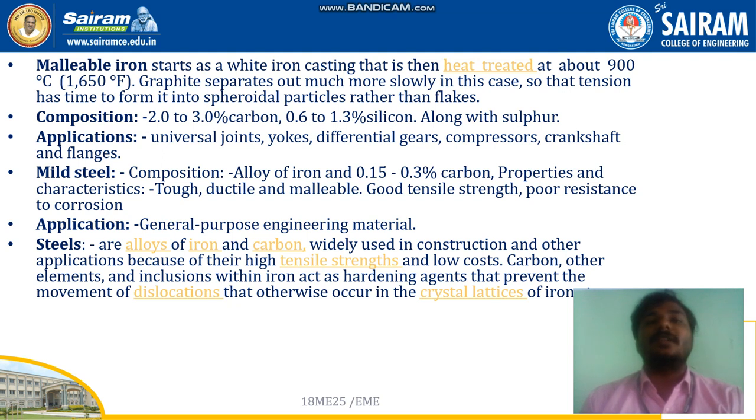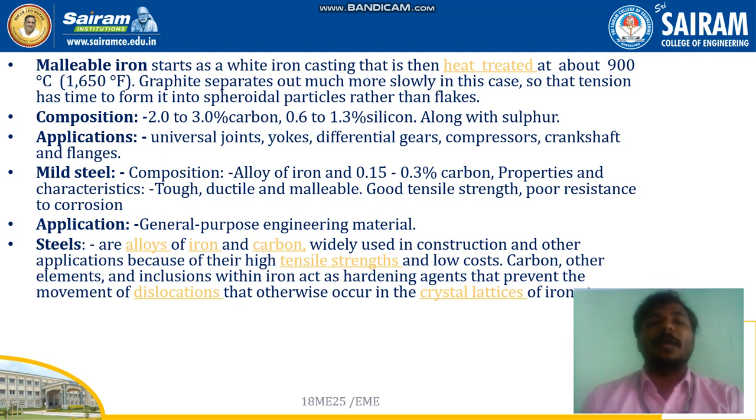The composition of this malleable iron is 2 to 3% carbon and 0.6 to 1.3% silicon, along with a small content of sulfur. The major applications of this malleable iron are universal joints, yokes, differential gears, compressors, crankshafts and flanges. All these components are mainly used in engines in order to run the engine properly. Without these parts, the engine cannot run.